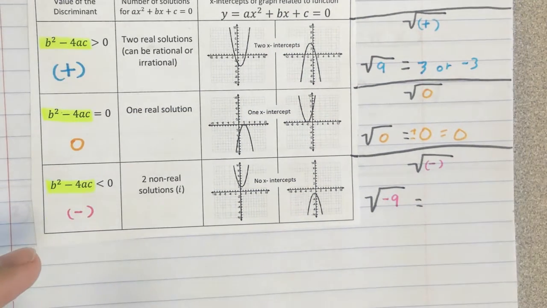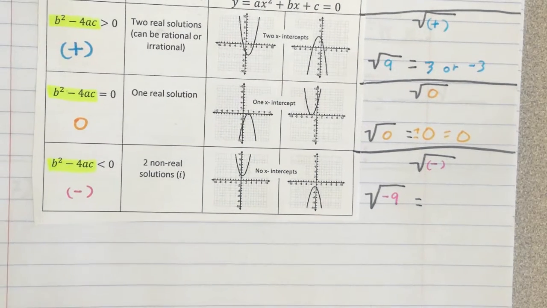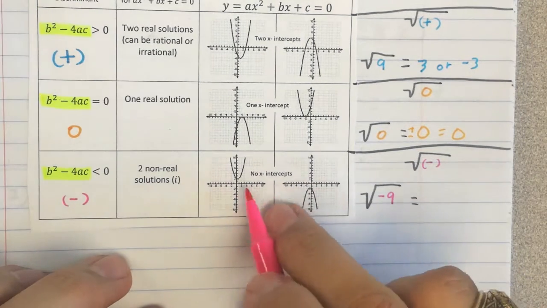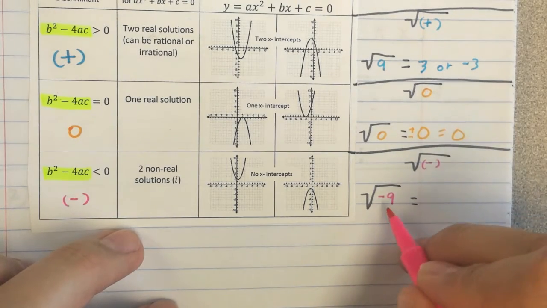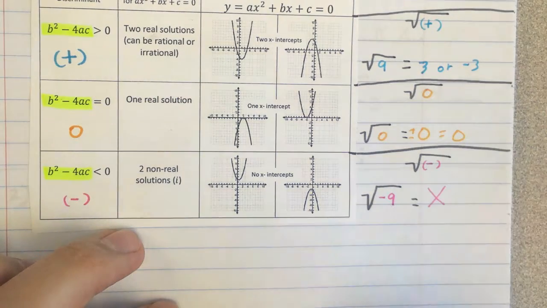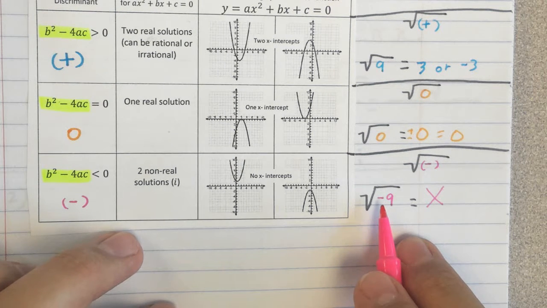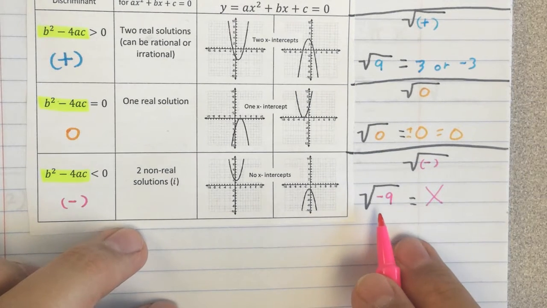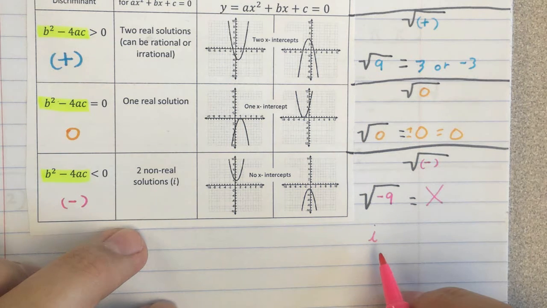And then our last situation is if it is a negative number in there. The reason we don't have real solutions is that it will not cross the x-axis. I cannot take the square root of a negative number. Now tomorrow we will learn what to do in this situation. We will learn how to use i and get an imaginary answer.